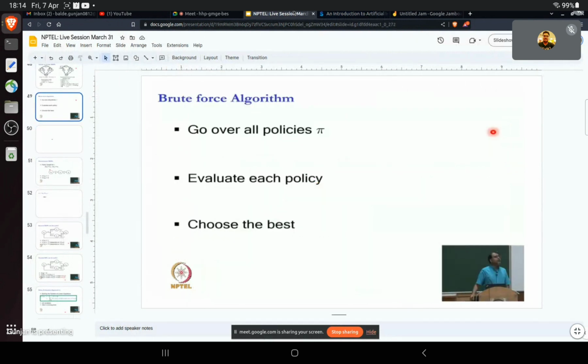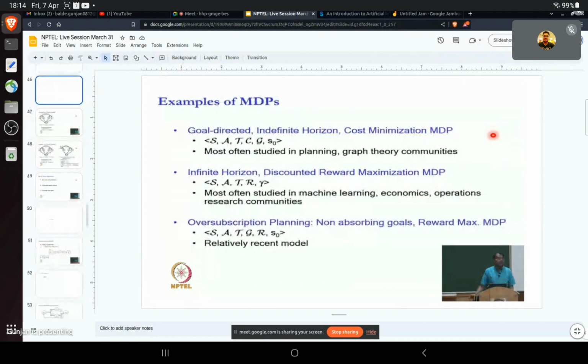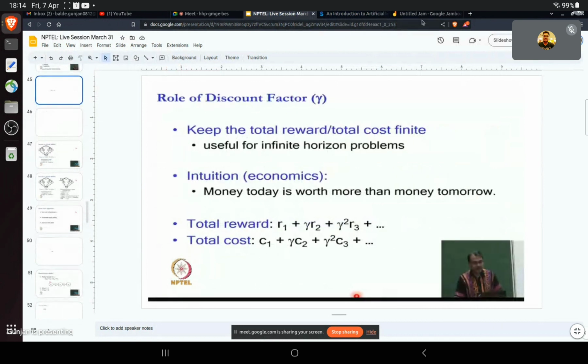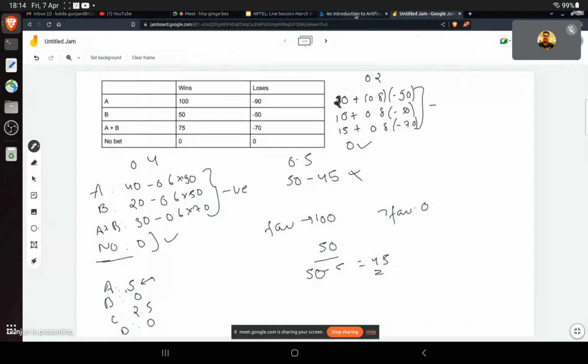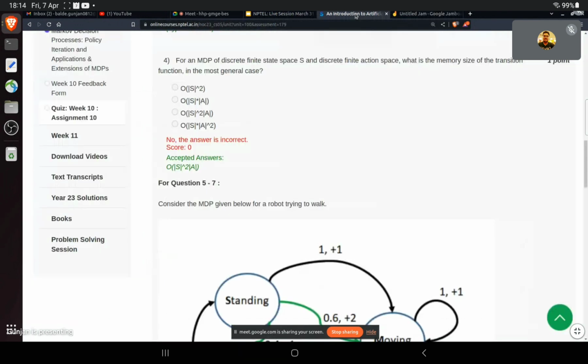Even if you don't have that, you can just simply do a mathematical kind of thing. An action links between every two states. So in the worst case, it can be mod S squared, and for every action entry, it will be S squared. So for mod A actions, it will be mod A times S to the power 2. So that will be the memory size that you will have of the transition function in the most general case.